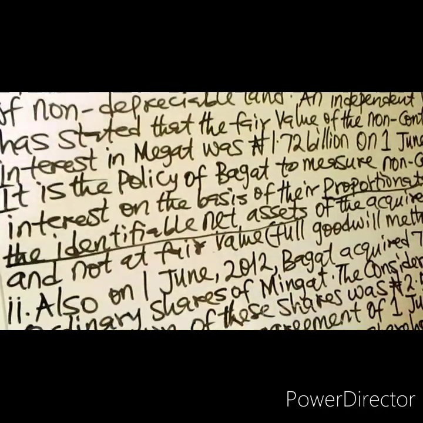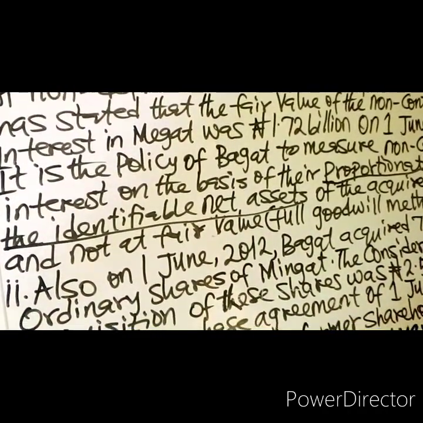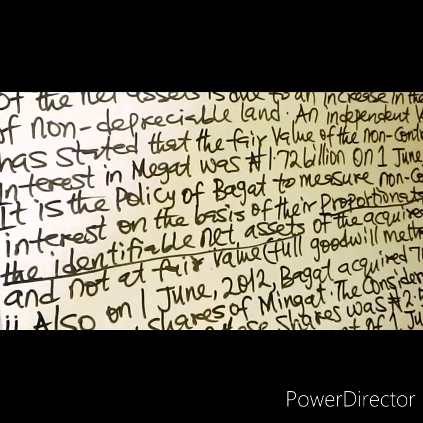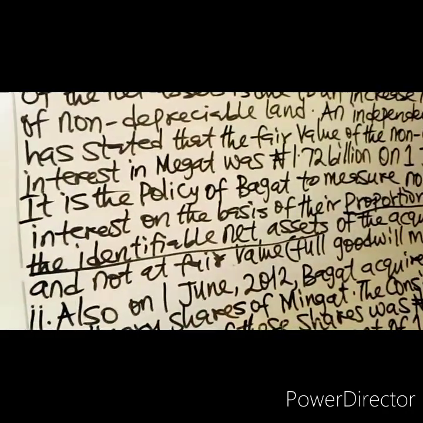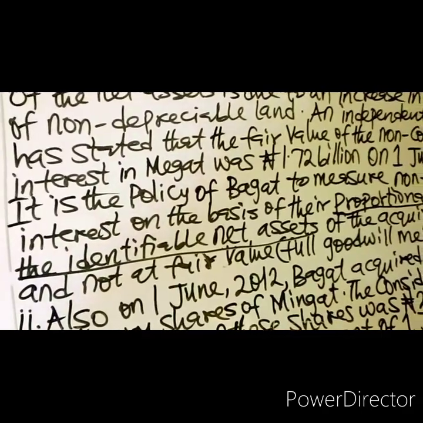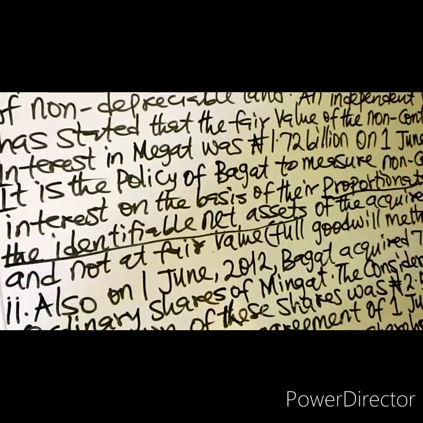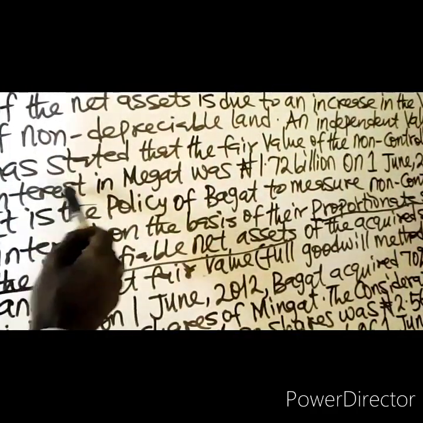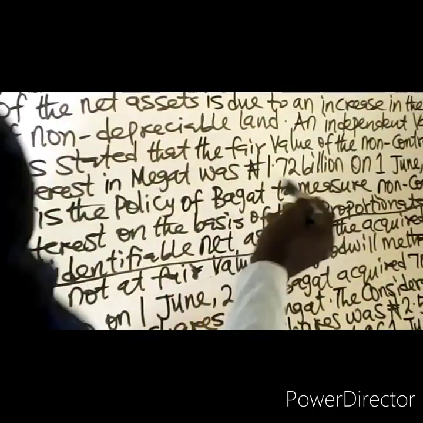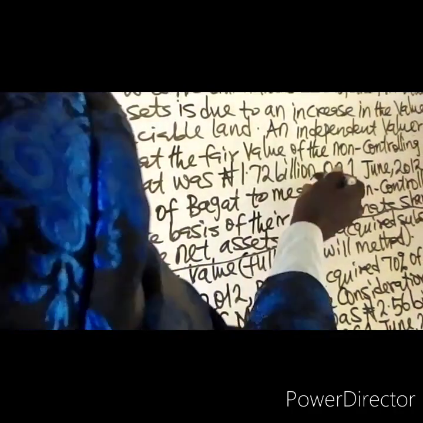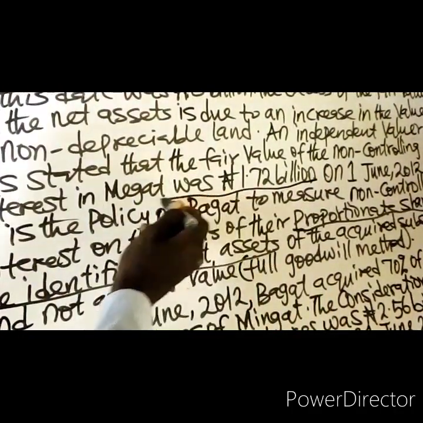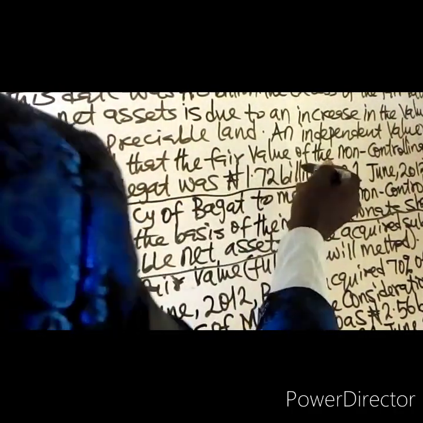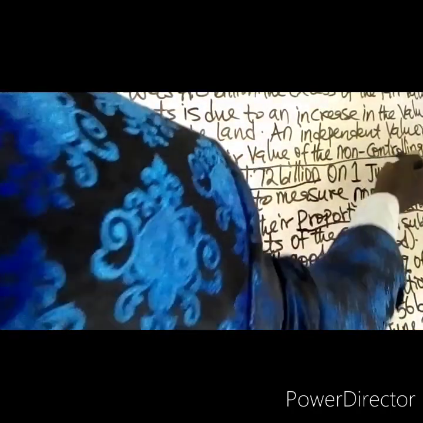The policy has been stated to be proportionate share of the identifiable net assets, not full goodwill. But if you look at the question, you are given the fair value of non-controlling interest. So, since the fair value of non-controlling interest is given, and you have been told the fair value of the non-controlling interest in Megat was 1.72 billion, this is the fair value of non-controlling interest.